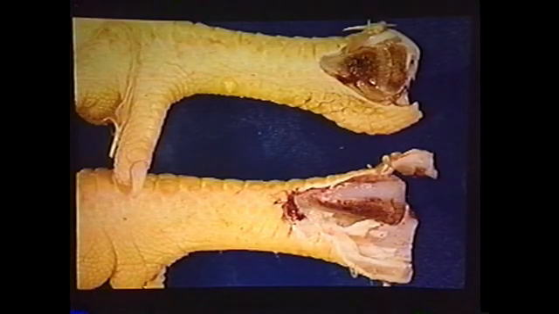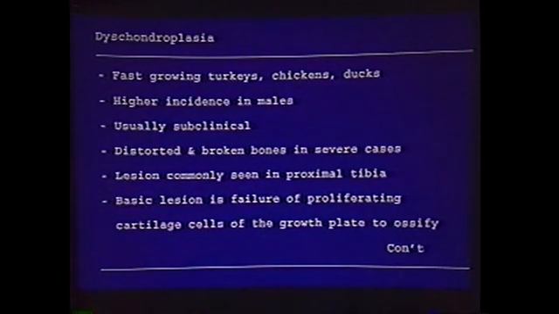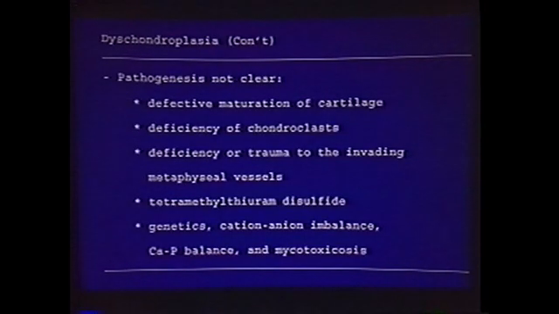Here is the same lesion in the metatarsus. Here's a normal one. That's why I don't prefer to call it tibial dyschondroplasia, because it comes in other bones as well. So dyschondroplasia will do. It is seen in fast-growing chickens and turkeys. The exact pathogenesis is not known. Various theories have been suggested. The basic lesion is that the proliferating cartilage fails to ossify, so it continues to grow, and there you go, we have a big cartilage instead of being ossified into bone.